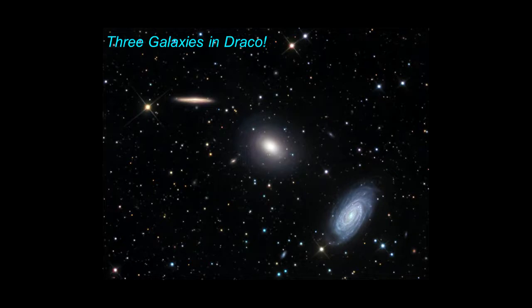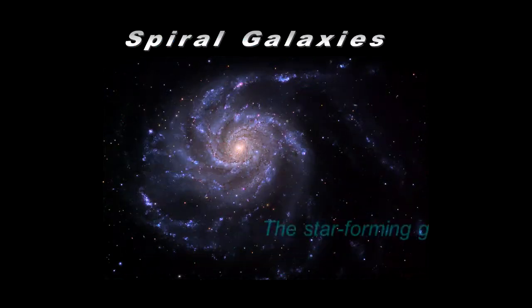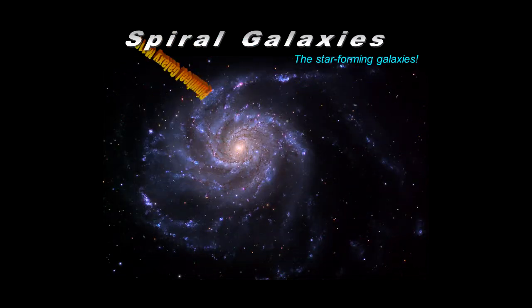Here's 3 galaxies in Draco that show up very prominently. Others are interspersed throughout here as well. But in this particular orientation here, we have an edge-on spiral, we have an elliptical, and a face-on spiral. Let's consider the spiral galaxies. These are the star-forming galaxies.